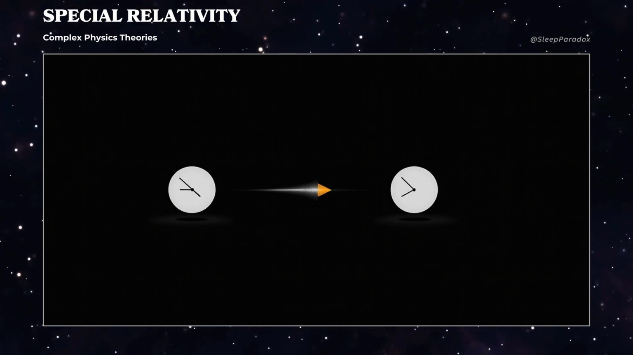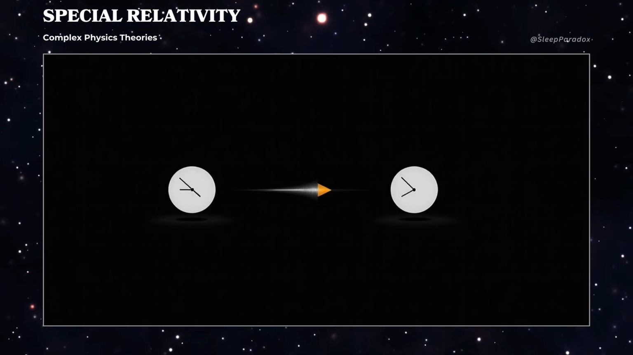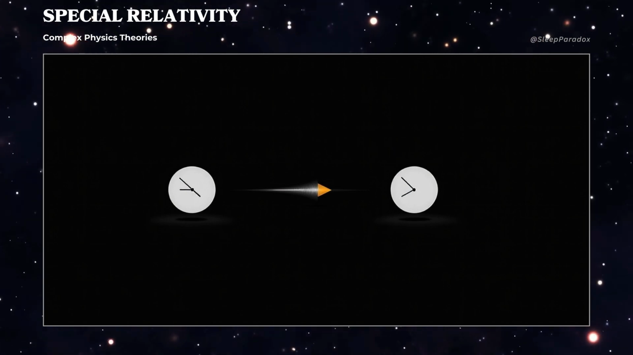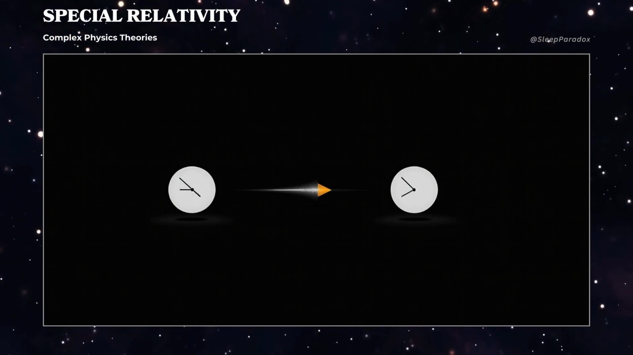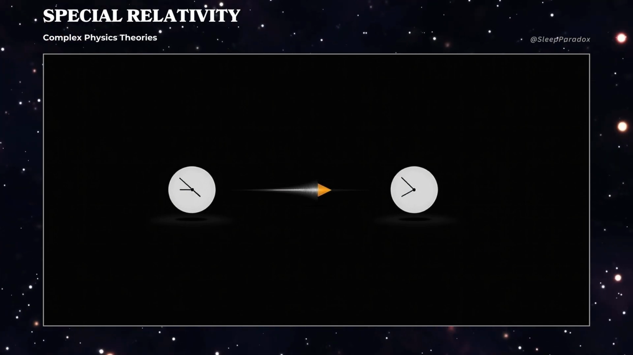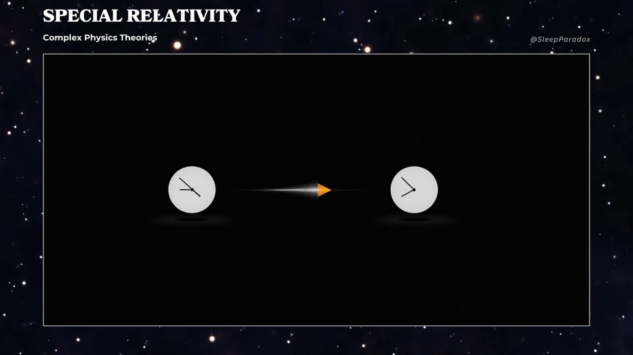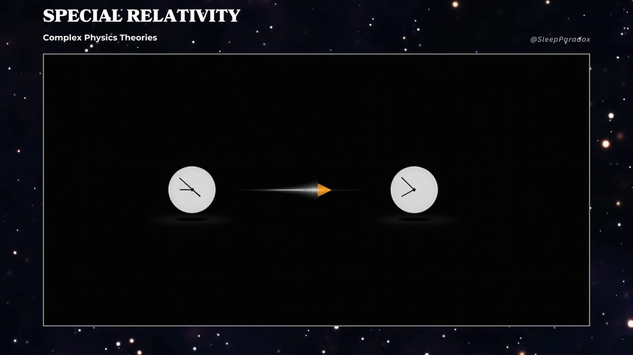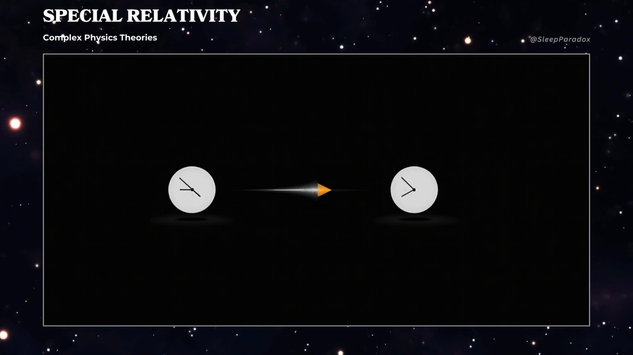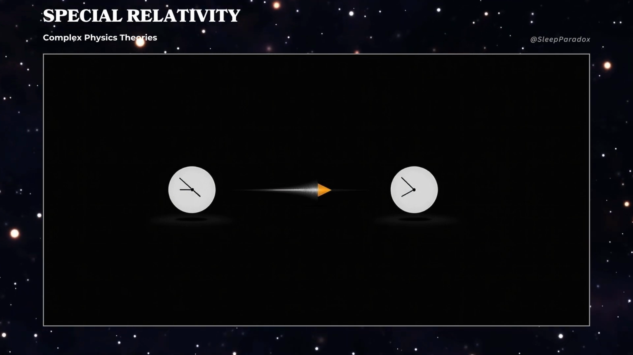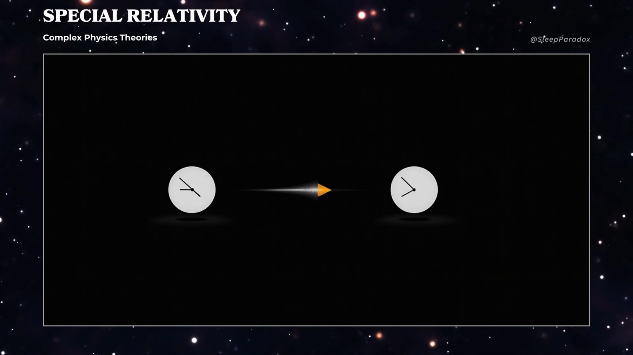At the heart of special relativity is a simple observation. The speed of light is the same for all observers, no matter how fast they are moving. Whether you are standing still or flying in a spaceship, if you measure the speed of light, you will always get the same number, about 299,792,458 meters per second. This idea sounds innocent at first, but it has huge consequences.